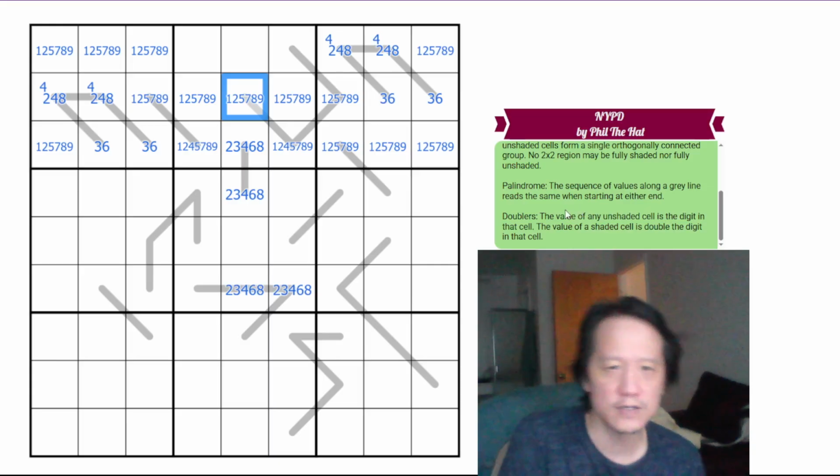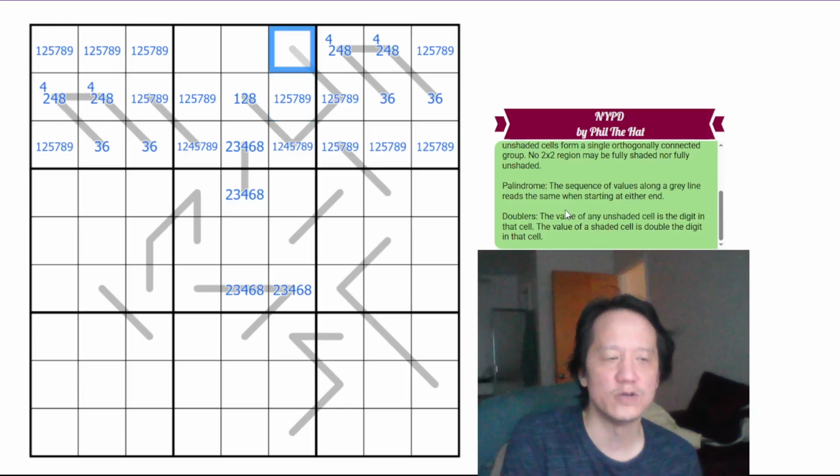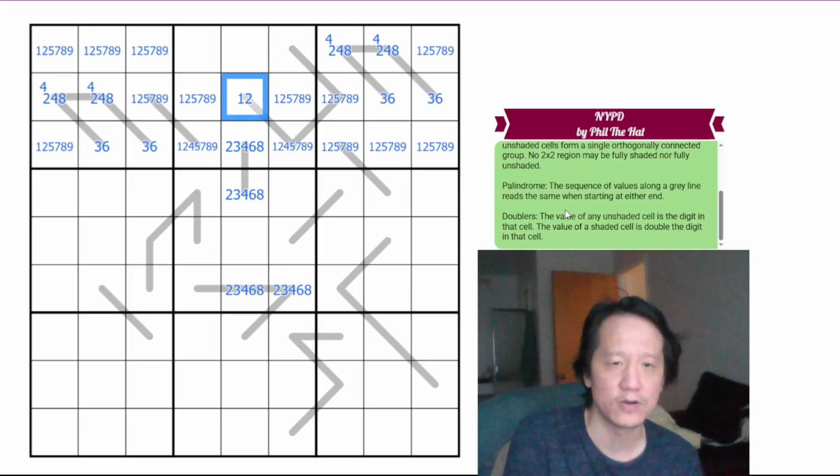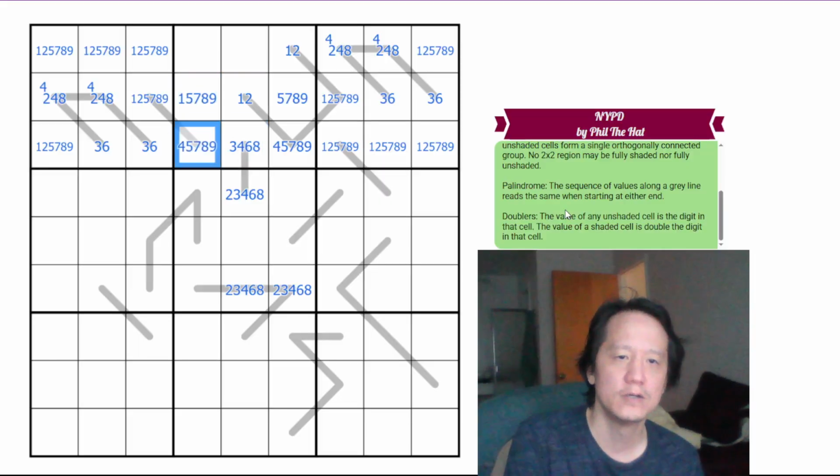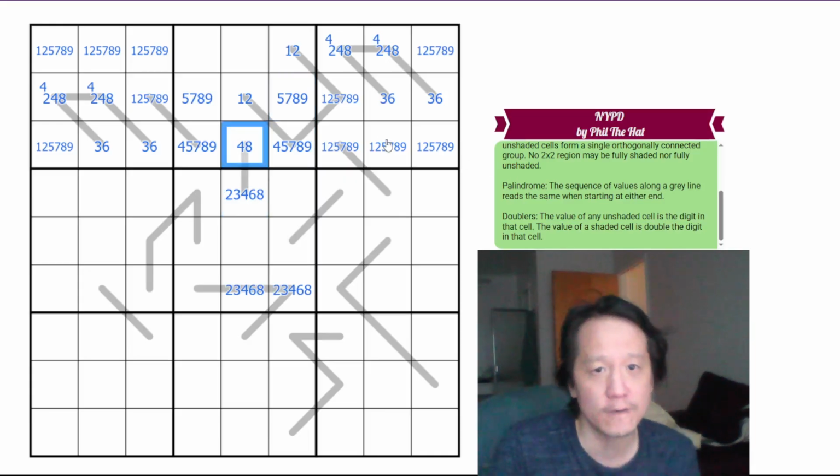Again, this can only be 1, 2, or 8 to be double of another digit or halved of another digit. This can never be 4 because one of these is a 4. So this cannot be 8 here. This is 1, 2, 1, 2. That gives you a 1, 2, 1, 2 pair in that box. This can't be 3 or 6. This is 8 or 4 here.